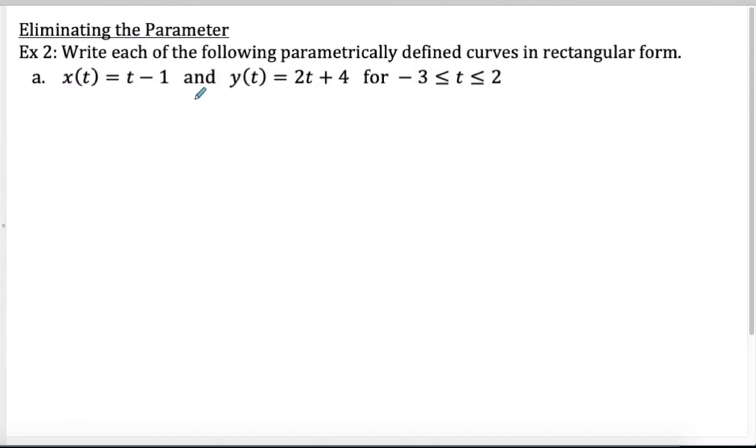Right? Let's take two parametric equations and write them as one equation, in rectangular form. In other words, we have y equals something in terms of x, or x equals something in terms of y. To do that, what we want to do is take one of these equations and solve it for t.